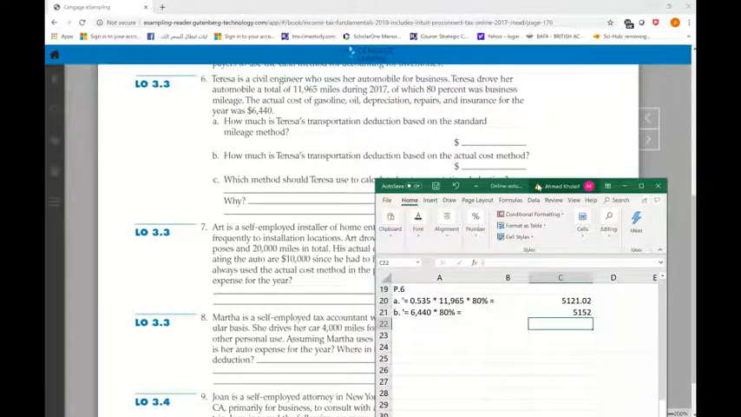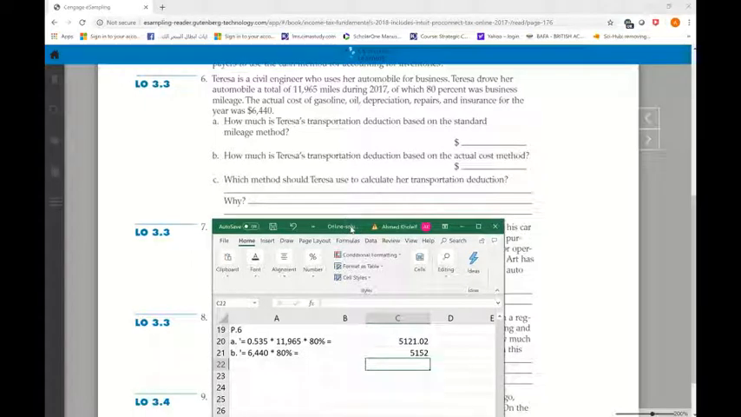Question number C. Which method should Teresa use to calculate her transportation deduction? So this is mainly comparing the amount of deduction according to the standard method and the amount of deduction according to the actual method. You see here the actual method produces the higher amount, which is 5,152. So it will be an advantage to use the actual method to determine the transportation deduction.